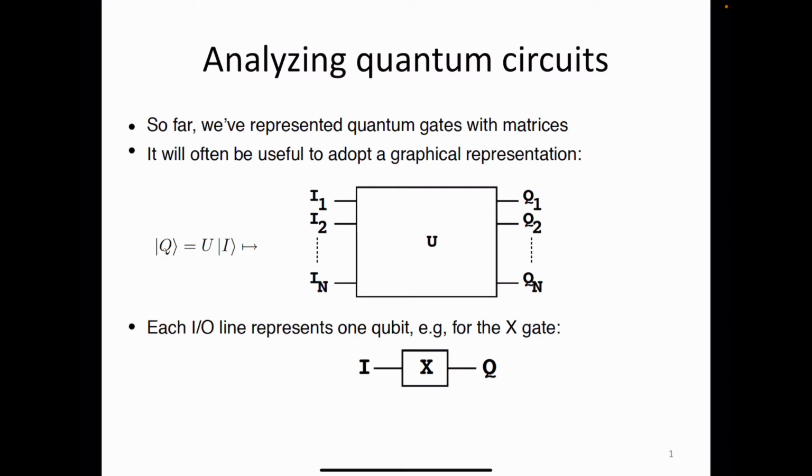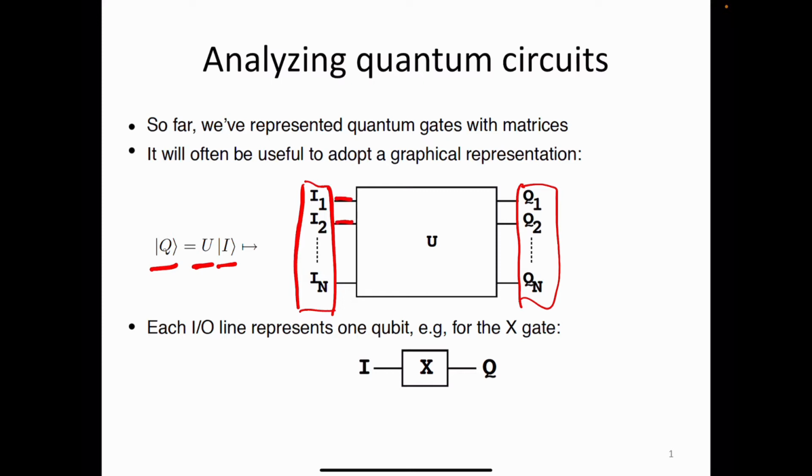as follows. So you see here in a graphical representation an input register consisting of n qubits and an output register also consisting of n qubits. And in between you see a unitary transformation that is applied on all of the input qubits, producing a certain output state. So this is given here on the left as well. Here you have the unitary that you apply to the input state I, resulting in the state Q. Each input line and output line represents the evolution of one qubit.